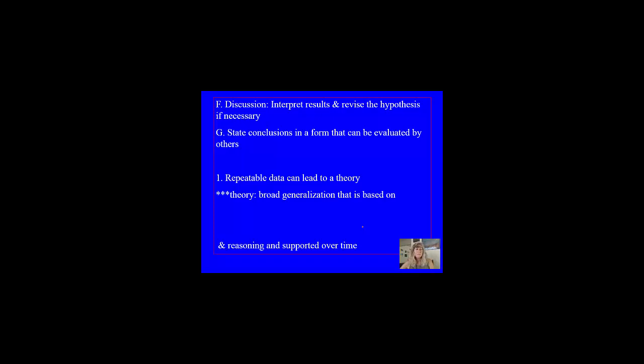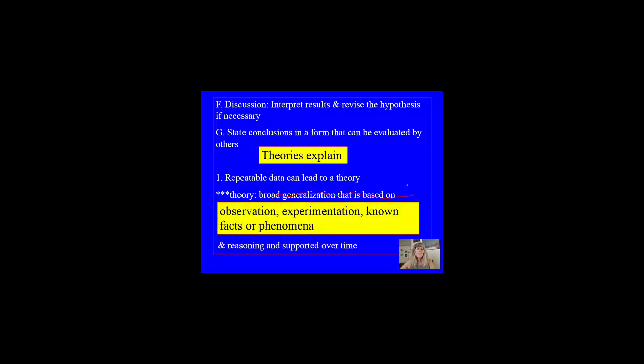Put it together and really try to speculate, interpret what you saw. What does it mean? What do all those values and numbers mean? Then have a conclusion. Now, sometimes those conclusions are great and they might lead us to a theory. Theories explain things. They are broad generalizations that are based on observation, experimentation, known facts or phenomenon. And theories are created over a long period of time, after being tested for years, decades, centuries. Then we can come up with a theory that really is supported over time.